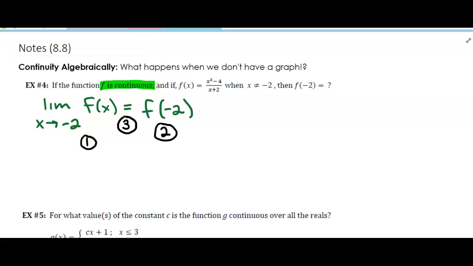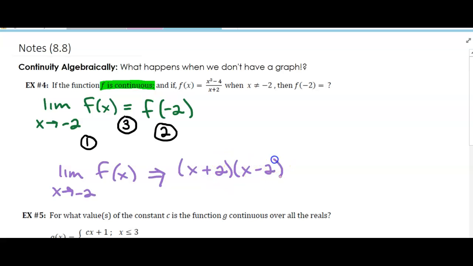And when we were talking the other day, last week or so, when we tried to evaluate a limit, we would first try direct substitution. And we just did that and it didn't work. We were dividing by 0. The next step is to factor. And so when I'm factoring this, I have a difference of squares in my numerator. So I get x plus 2 times x minus 2, all divided by x plus 2.